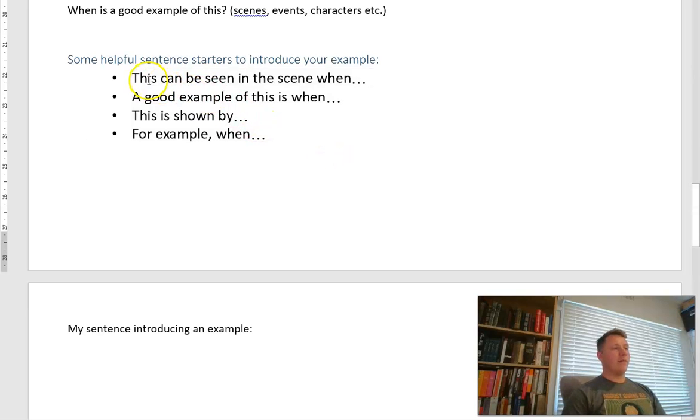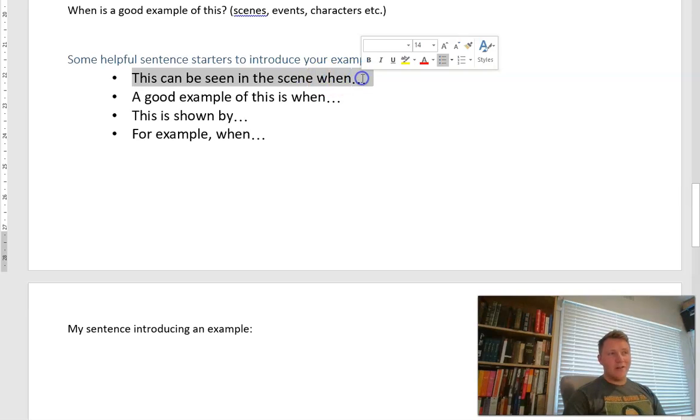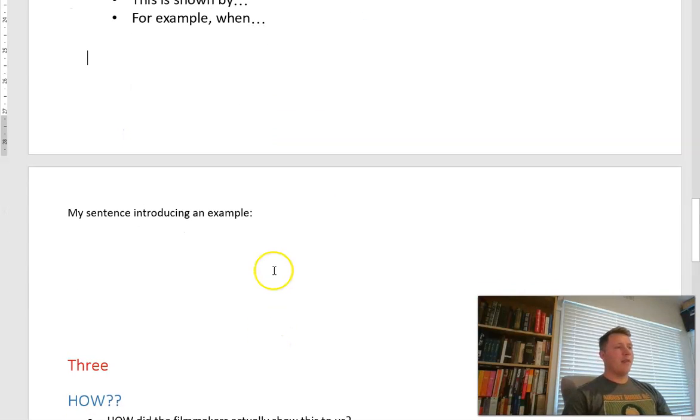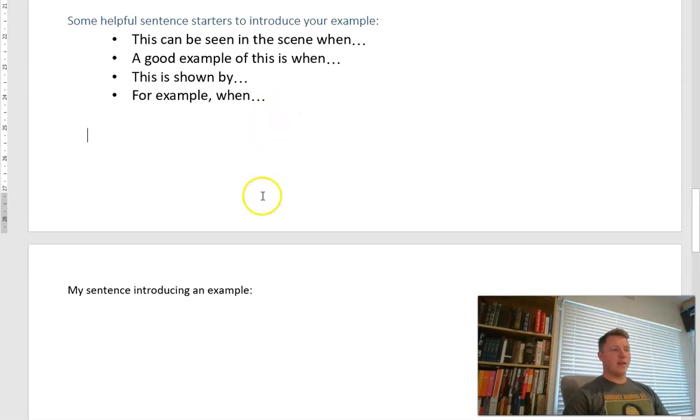So some of the ways that we could write this could be, this can be seen in the scene when... A good example of this is when... This is shown by, right? And lastly, for example, when... So there's plenty of other ways that we could write this. But here's just a couple of really good ones to get us started.